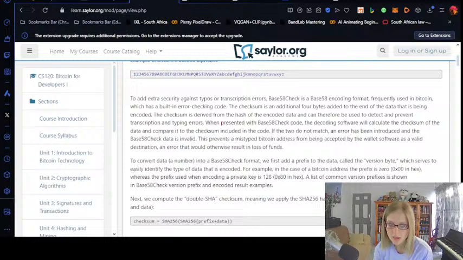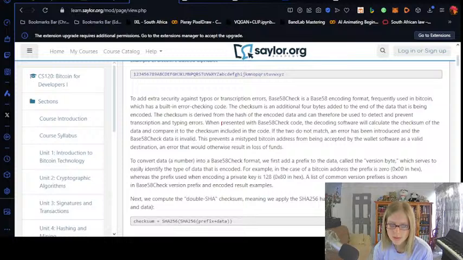transcription and typing errors. When presented with base 58 check code, the decoding software will calculate the checksum of the data and compare it to the checksum included in the code. If the two do not match, an error has been introduced and the base 58 check data is invalid. This prevents a mistyped Bitcoin address being accepted by the wallet software as a valid destination, an error that would otherwise result in loss of funds.